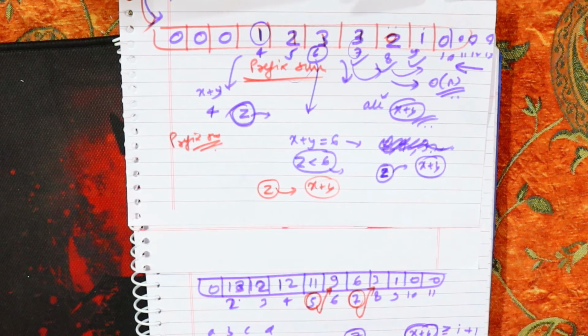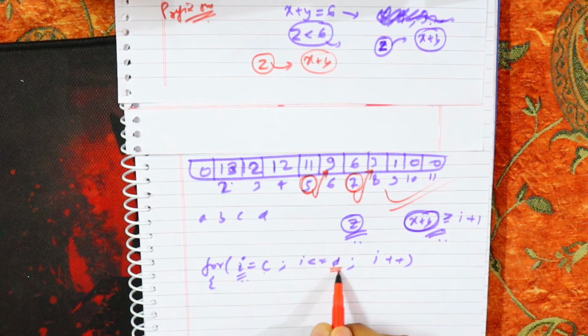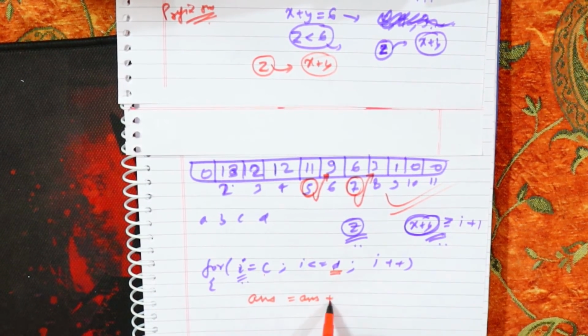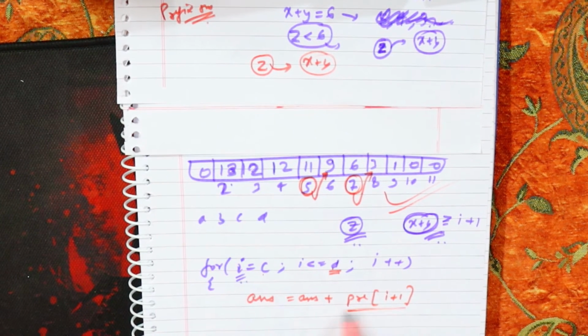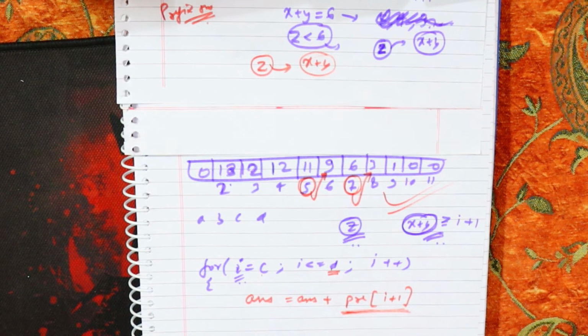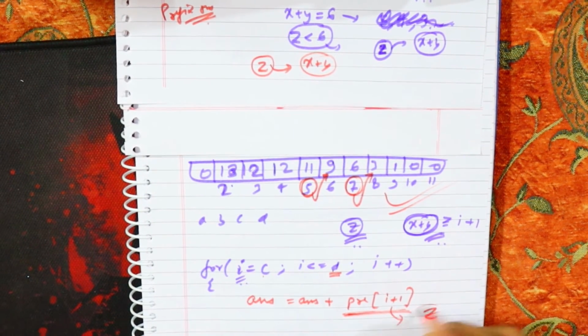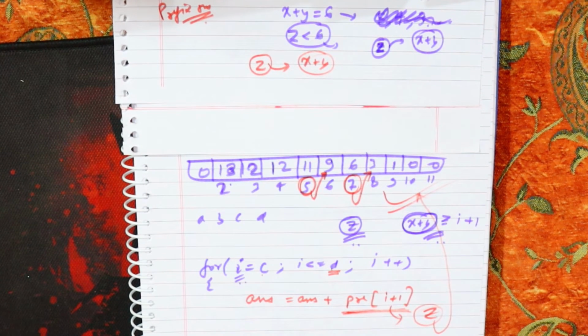So I will use the same thing. I will iterate for my C to D, and I will have my answer: answer equals answer plus prefix of I plus 1, because I plus 1 has the number of values which are more than I. I only wanted the number of values more than I, which is more than Z, and more than Z it is for this value. So I guess that you guys got the intuition.